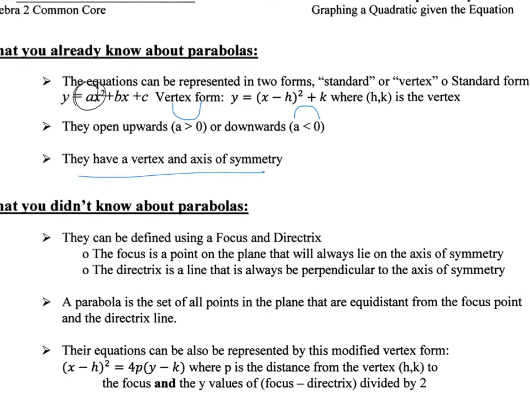All of them have a vertex. So remember, if I draw a parabola here, the vertex is the point right there that the axis of symmetry goes through, and every point on either side has a mirror. So if I have a point here, it will have a mirror on the other side of the axis of symmetry. The only one that doesn't is the vertex, because it's right on it.